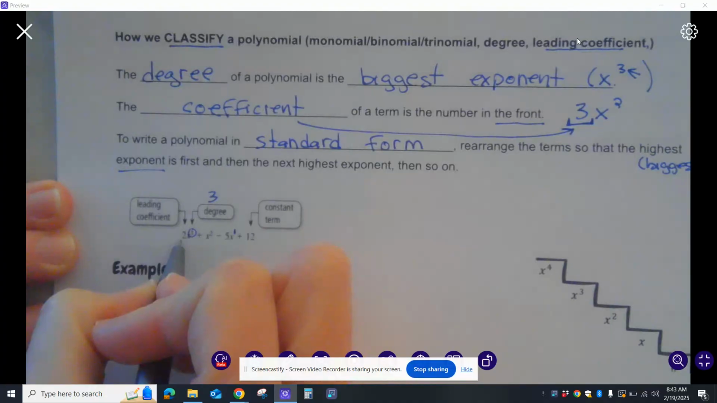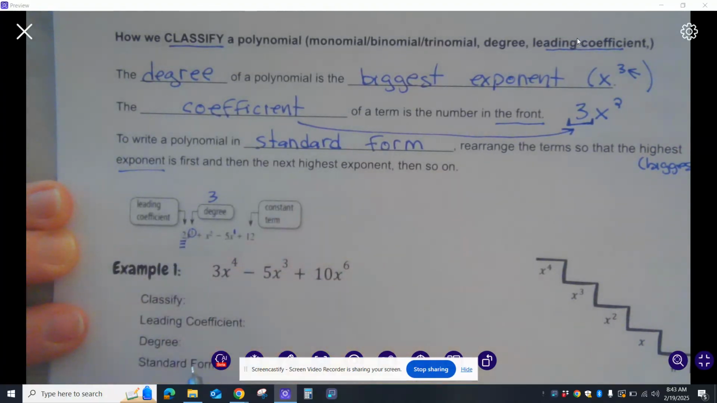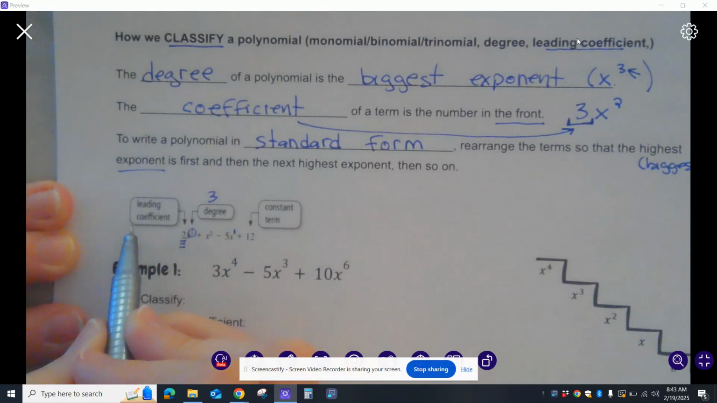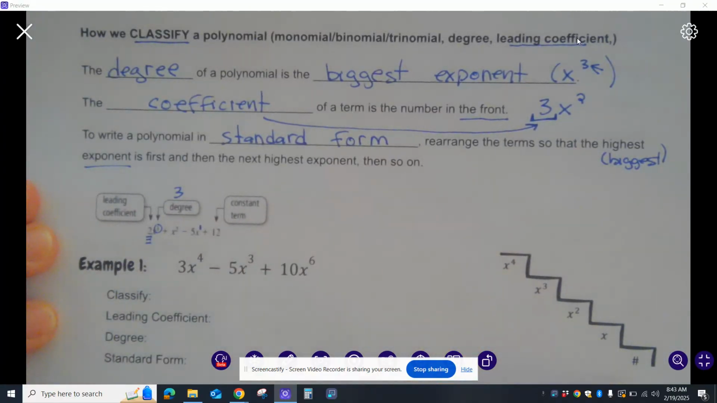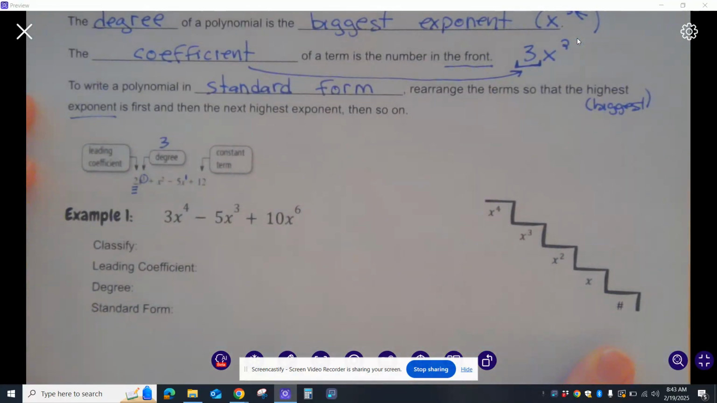Once you're in standard form, that first coefficient that you come to, we call the leading coefficient. The coefficient is what's multiplied by the x, and the leading coefficient will go with the x that has the biggest exponent. So here's a way to think about standard form: biggest exponent first, then next biggest exponent, then next biggest. This would have an exponent of 1, and this would be a constant, or plain old number.